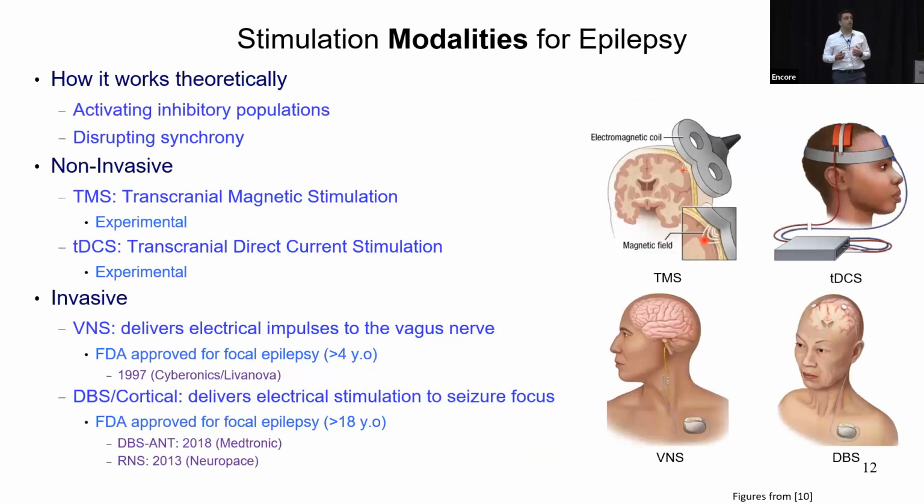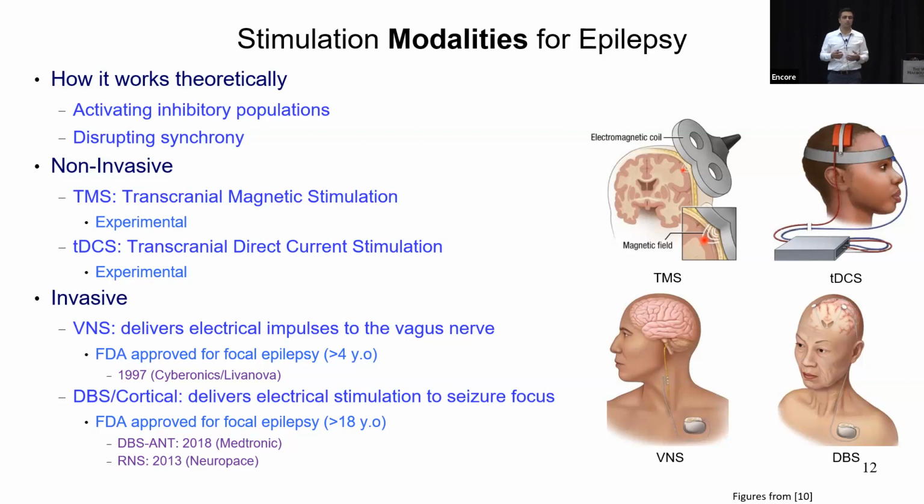Neurostimulation has been used for epilepsy and for suppressing seizures for some time. The idea here is that we're trying to attack those main characteristics of seizures. First, we want the stimulation to activate inhibitory populations to attack the excessive activity. Then we also want the stimulation to disrupt the synchrony between different parts of the networks across the brain. There are non-invasive and invasive methods. You can see examples of them here. With the non-invasive, we have transcranial magnetic stimulation and transcranial direct current stimulation. There have been clinical trials on them, but they are still in the experimental phase.